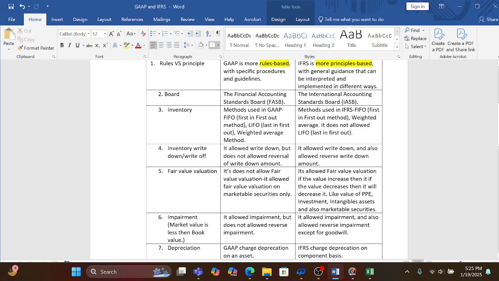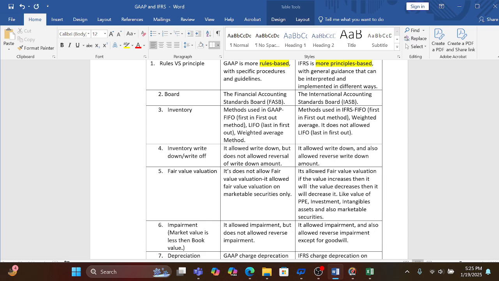But in IFRS, it allowed fair value valuation. If the value increases, then it will increase. If the value decreases, then it will decrease. Like we have a machinery of 1 lakh dollars, but after some time we came to know that our machinery value is 70,000 dollars, so we will write off that 30,000 from our books of account. That is called fair value valuation.